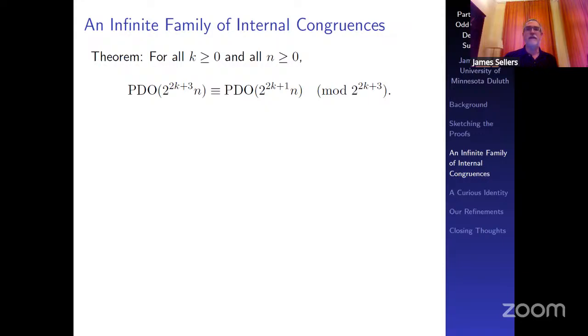So notice what's happening here is now I have internal congruences. I have PDO at one value congruent to PDO at another. But more importantly, the moduli now are growing as k gets bigger and bigger. And also I want to point out that the arguments here and here are exactly 4 times one another. In other words, this argument is actually 4 times this argument. So as the moduli grow, you have this PDO on one side and a PDO on another, and they're related in that they're congruent to each other mod 2 to the 2k plus 3.